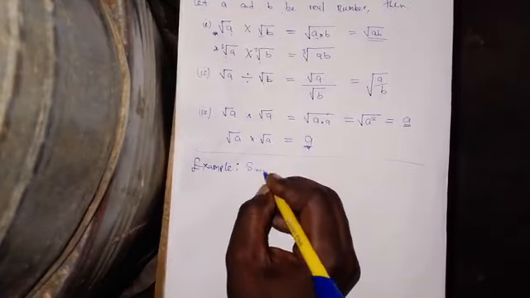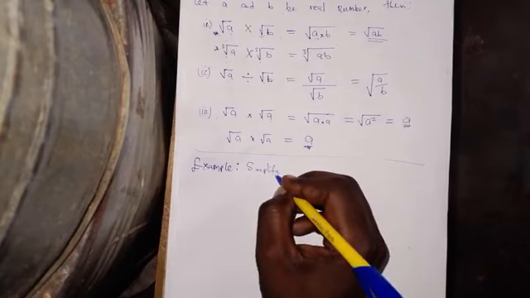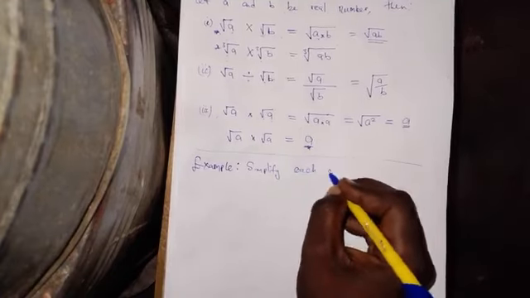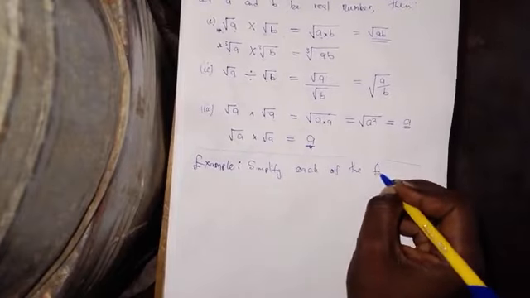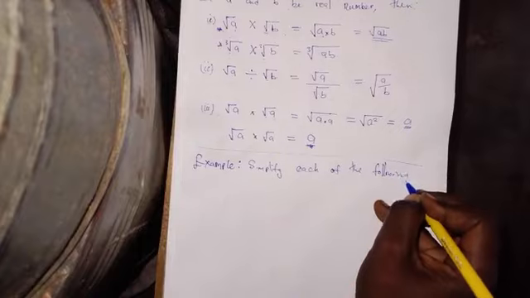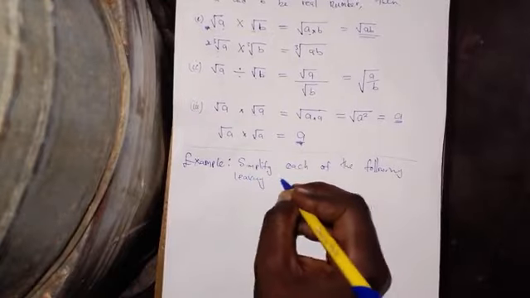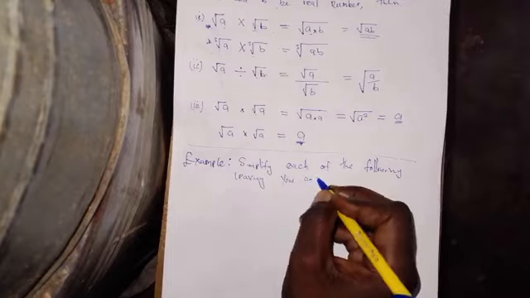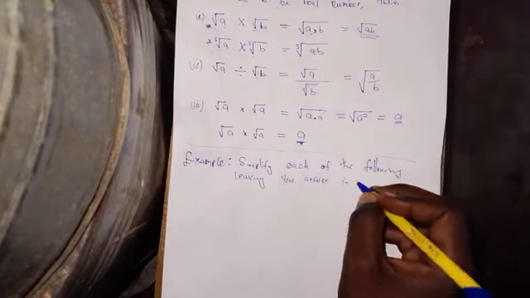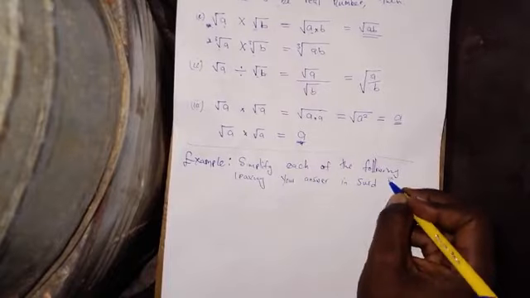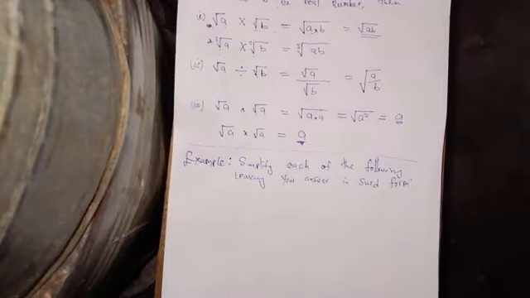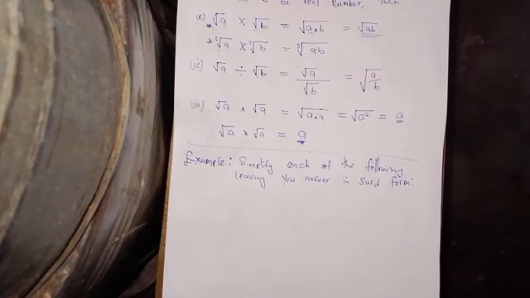Simplify each of the following, leaving your answer in surd form. You can check the same example in the notes which we sent you, the first bunch of notes under sets. We'll be simplifying these expressions and leaving our answers in surd form.